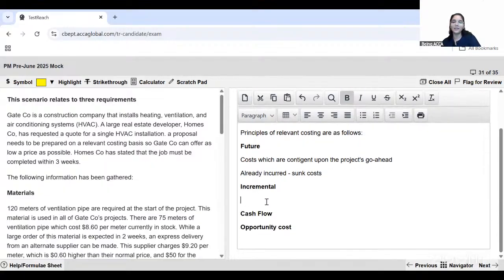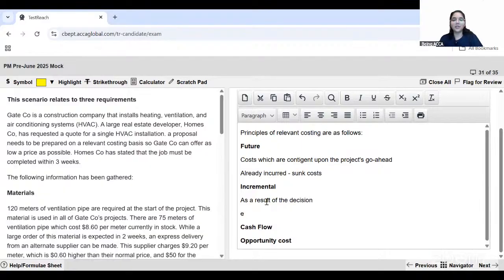What do we mean by incremental? Incremental means something extra that you have to do only because of the project. So we say that it happens as a result of the decision. So let's suppose if I do take up this project, you can give an example. If I do take up a particular project, maybe my supervisor will have to take up some extra hours of work. So maybe my supervisor will have to work 20 hours of overtime. So if he has to work 20 hours extra because of this project, then only the extra part will be considered to be relevant, because that is directly incurred as a result of the decision.